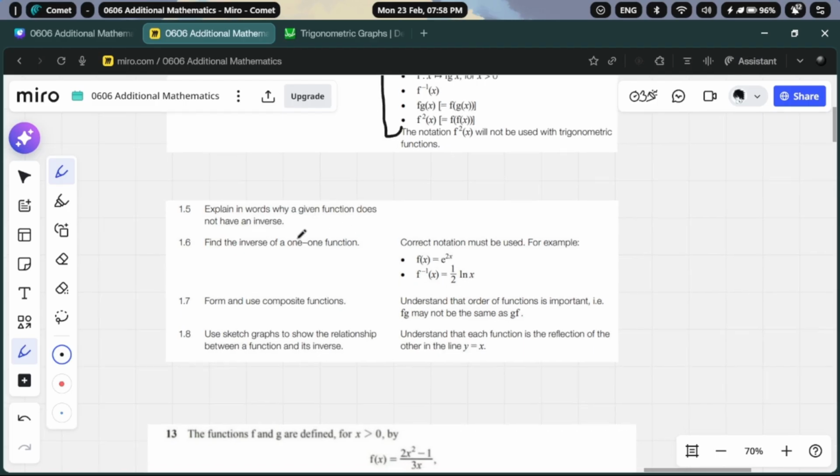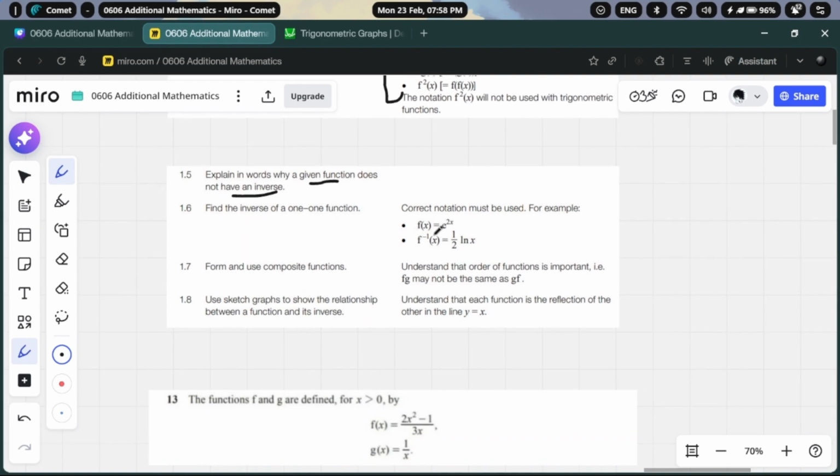Then you need to know why a given function does not have an inverse. So like I mentioned before, only a one-to-one function can have an inverse function. So if it's like a parabola function without any restriction, then you would say that it's not a one-to-one function. That's why. You need to know how to find the inverse.